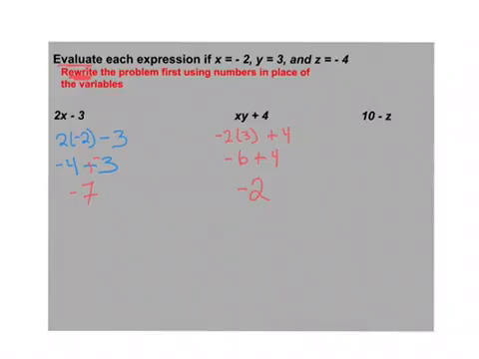And the last problem is 10 minus z. So look at this. I've got 10 minus negative 4. We know that that's a keep, change situation. 10 plus positive 4 gives us a value of 14. That's basically how we evaluate expressions.